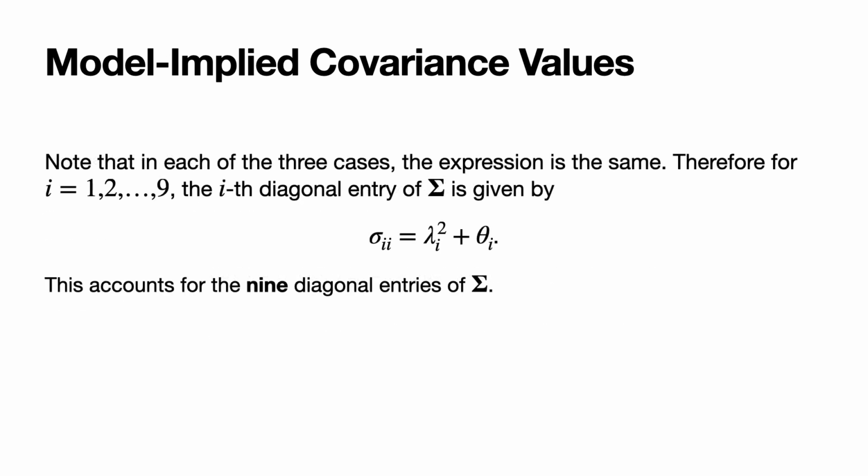Note that in each of these three cases, the expression is the same. Therefore, for i going from 1 to 9, the ith diagonal entry of capital Sigma, which again is the variance of the ith manifest variable, is given by lambda sub i squared plus theta sub i. So this accounts for the 9 diagonal entries of capital Sigma.